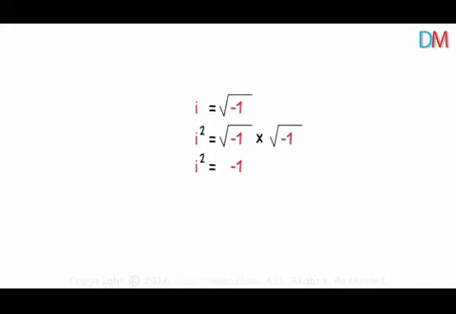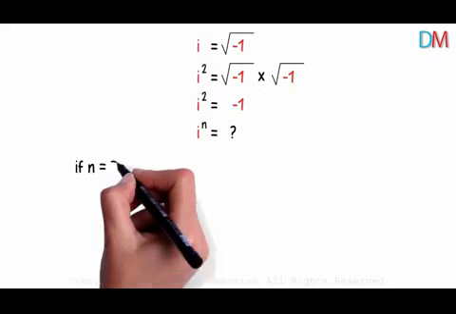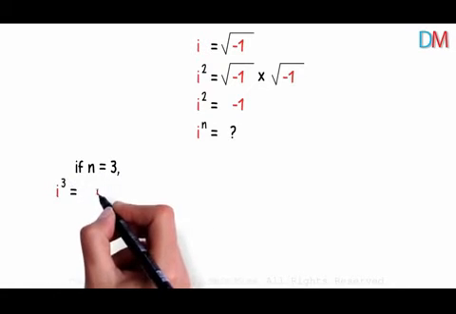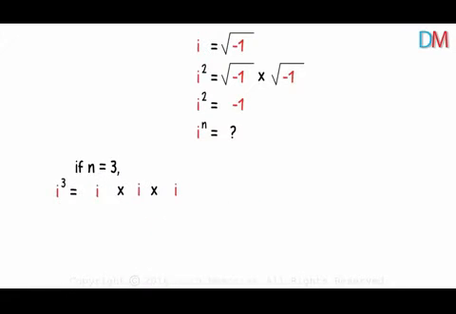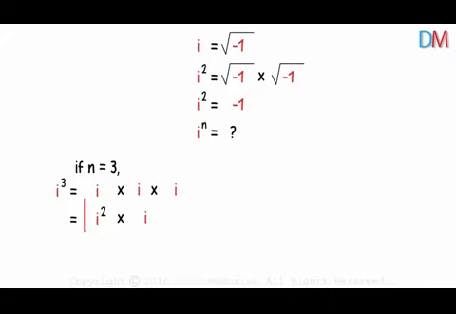Well, let us now try to work out more powers of i. What will be i cubed then? i cubed is i times i times i. We can write it as i squared multiplied by i. Now as i squared is equal to negative 1, i cubed is negative 1 multiplied by i, or negative i. So the value of i cubed is negative i.